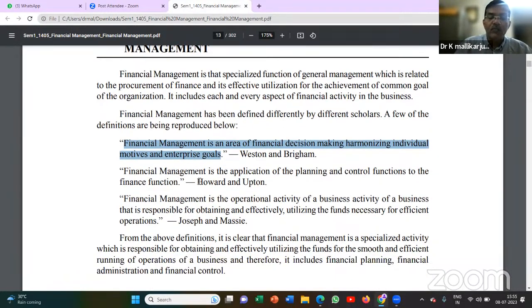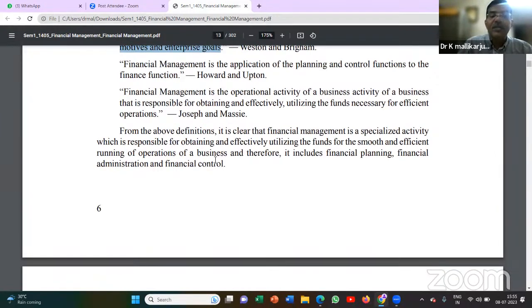Then Howard and Upton defined financial management as the application of planning and controlling functions to the financial functions, right? So all three are very clear: financial management is a specialized activity which is responsible for obtaining and effective utilization of funds and smooth, efficient running of operations of business. And therefore, it includes financial planning, financial administration, and financial control.